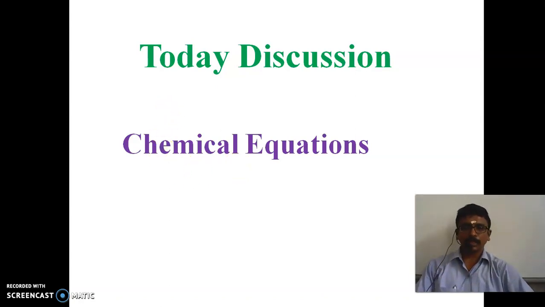Last class we discussed chemical reactions and chemical equations, showing that a chemical equation has the reactant and product, where the reactant is written on the left-hand side and the product on the right-hand side. What is a reactant? The substance that undergoes chemical change in a chemical reaction is known as the reactant.